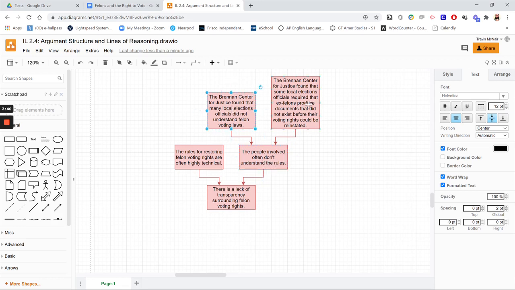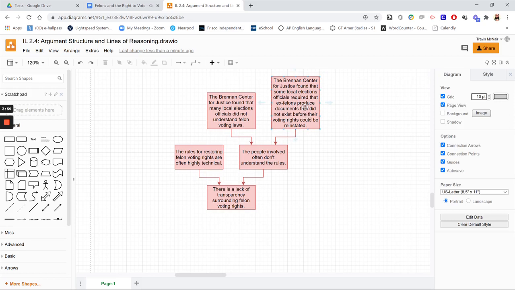And for that, we're given a couple of examples. The Brennan Center for Justice found that many local elections officials did not understand the felon voting laws, and they also found that some local elections officials were requiring ex-felons to produce documents that did not exist in order to restore their voting rights. So that's kind of a silly example, just to show you how extremely non-transparent these rules are.